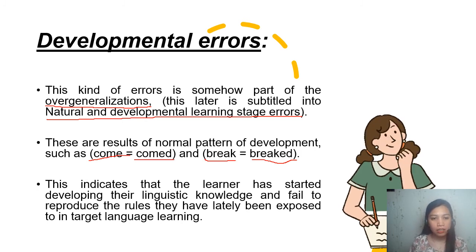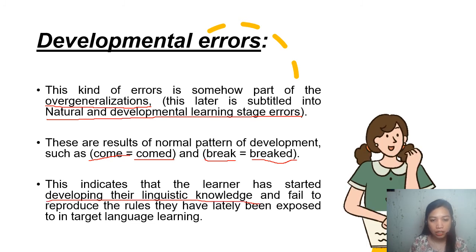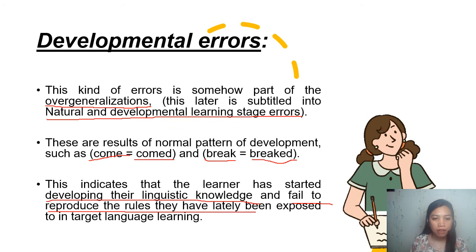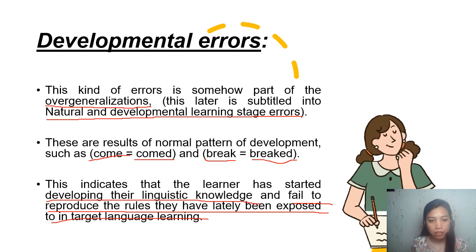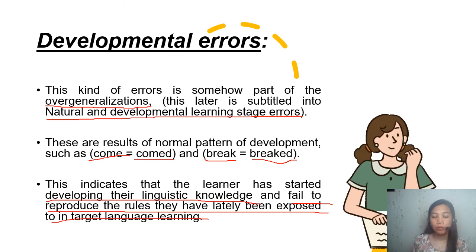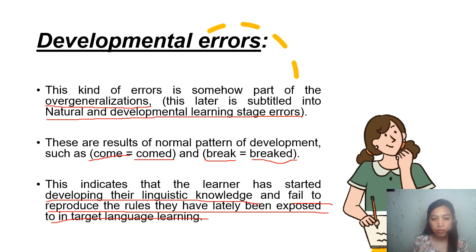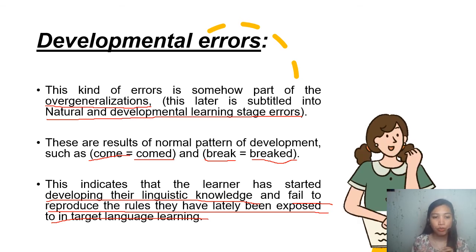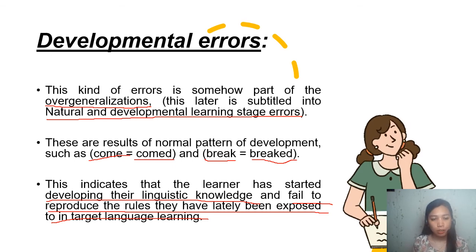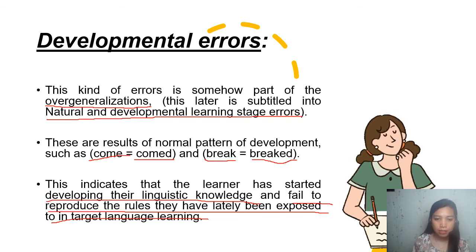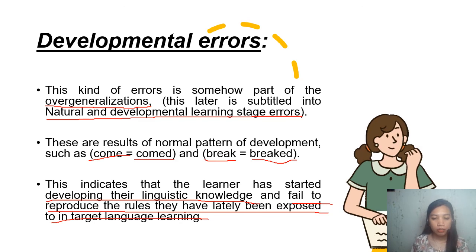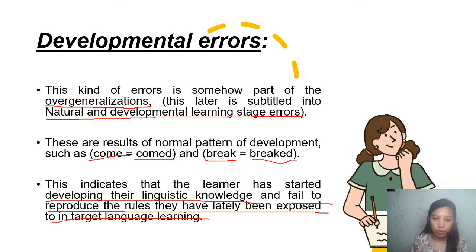So this indicates that the learner has started developing their linguistic knowledge and failed to reproduce the rules they have lately been exposed to in target language learning. So students can already remember the normal patterns such as changing the form of the verb into the past form. However, they failed to reproduce the rules correctly. But they are still considered in the developmental learning stage. They're becoming familiar with the rules, with the patterns, but they still lack the ability to use those patterns accurately.